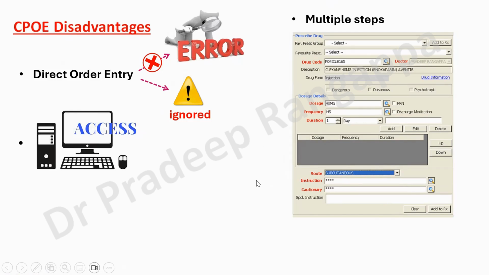And many a time access to computers can also be limited, because if there are 20 patients with 20 nurses, they need 20 computers. So you may have issues with having enough computers to do these prescription entries. So these are some of the disadvantages that one may have while adopting computerized physician order entry.